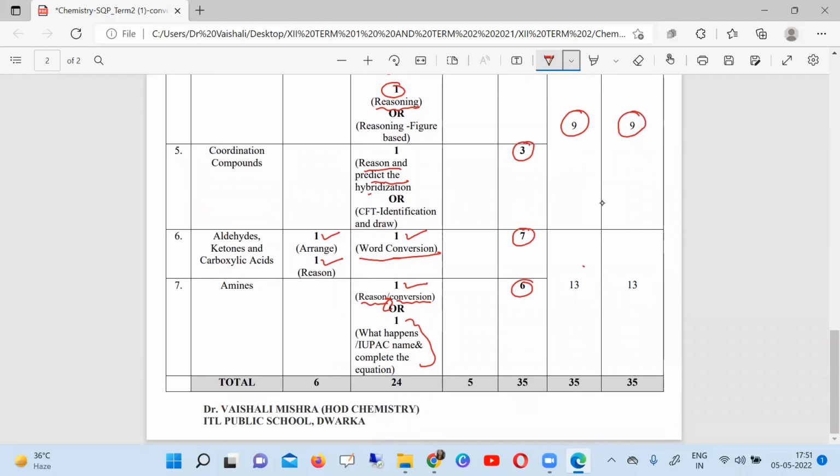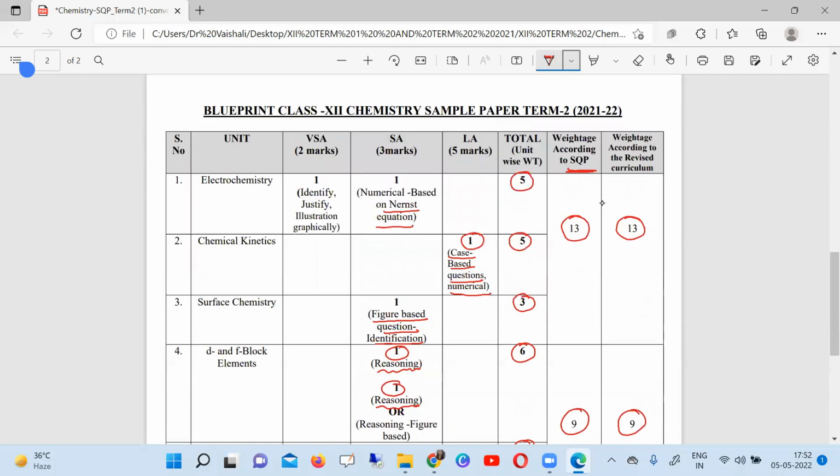And the organic, the last 2 chapters, the SQP, that is the sample question paper, is carrying 13 marks, and according to the curriculum, this is also 13 marks. So the total is 35. So what we are observing is that the sample question paper weightage is exactly the same as given in the curriculum. So these are the total types: 6 markers, 2 markers, 6 marks; 3 markers, 24 marks; 5 markers, 5 marks. So the total weight is 35 according to the SQP and the curriculum. It is exactly the same.